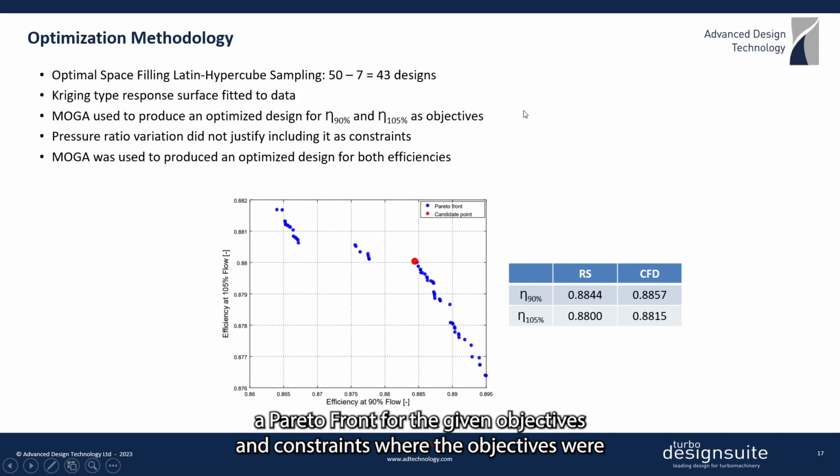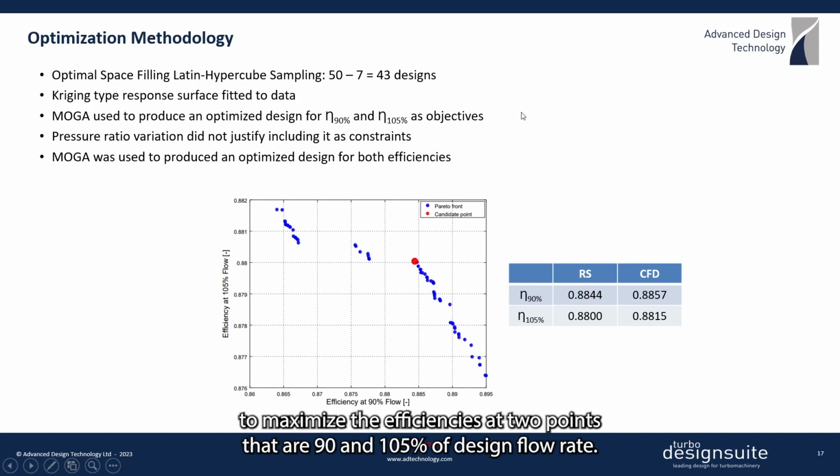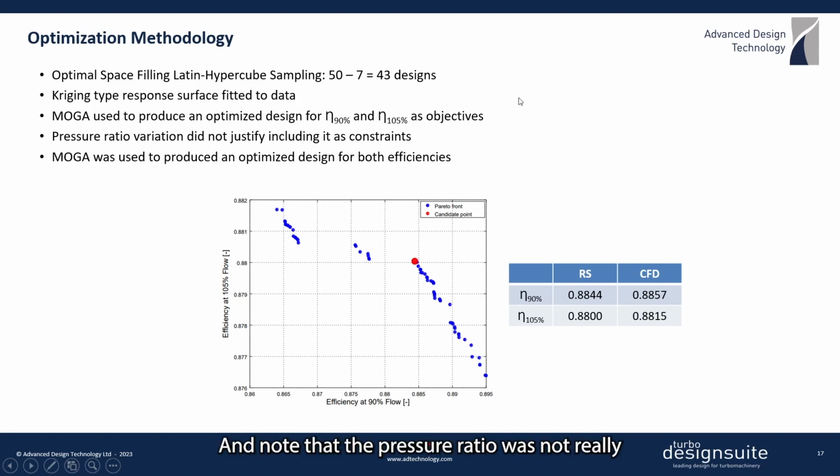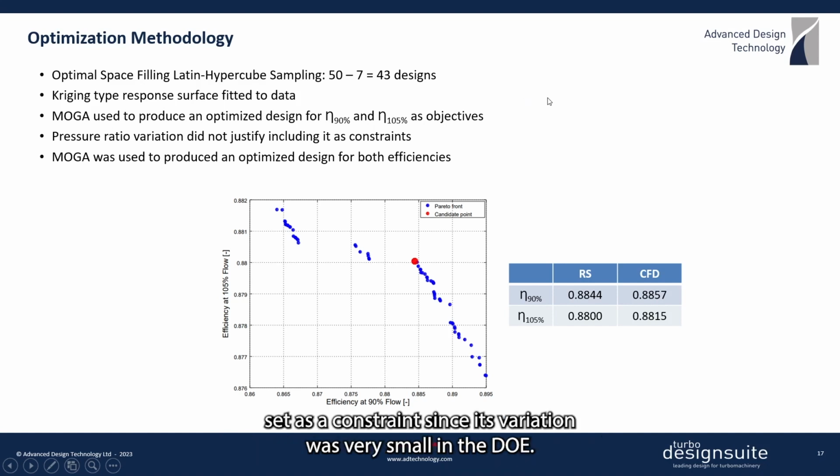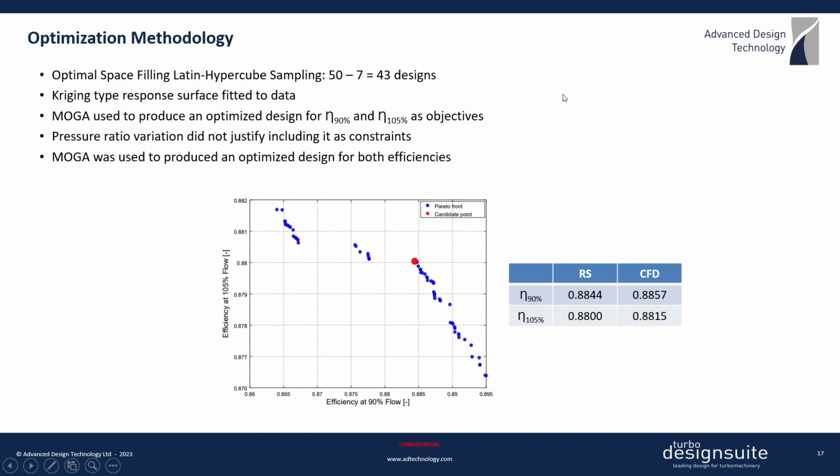and constraints, where the objectives were to maximize the efficiencies at 2 points that are 90 and 105% of design flow rate. And note that the pressure ratio was not really set as a constraint since its variation was seen to be very small in the DOE.